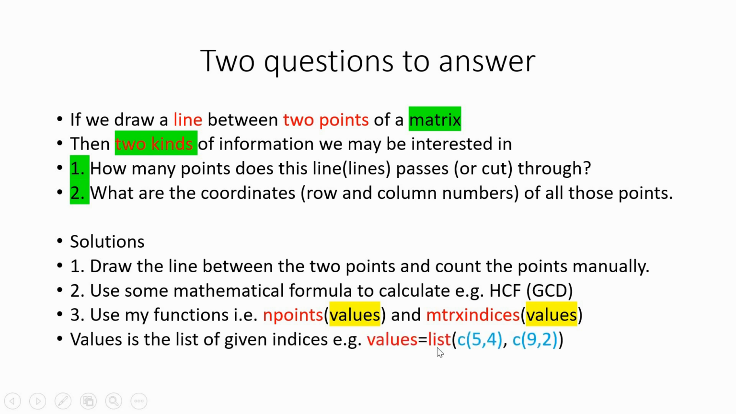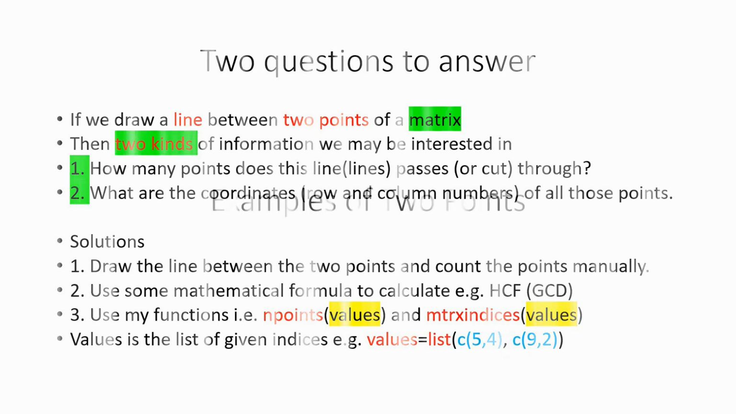These values mean the list of the given indices, the endpoints, in between which you are drawing the line, or you are going to connect those points through a line. And these values must be in the form of a list. For example, here c(5, 4). This is the first point and this is the last point. And we are going to draw a line from this point to this point. And then we are interested in finding the number of points that fall on this line between these 2 points.